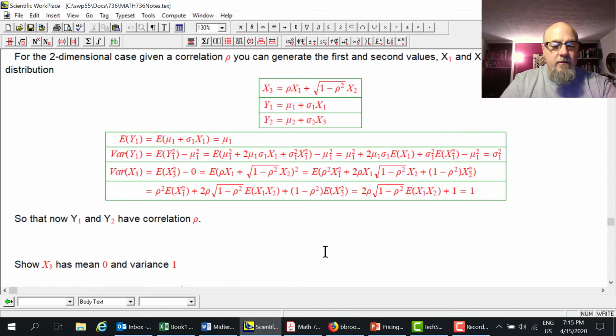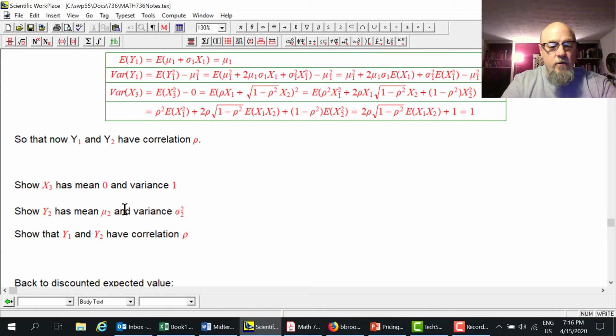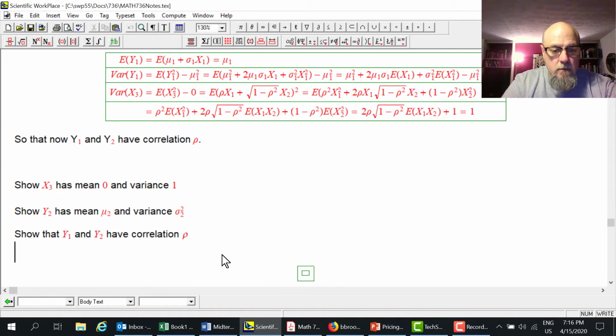So let's see, I got a list of things here. Show that x3 has a mean of 0 and a variance of 1. We did that. Show that y2 has a mean of mu2 and a standard deviation of sigma 2. We did that. Show that y1 and y2 have correlation rho. That's the last thing we got to do. So I want to know what's the expected value of y1 times y2.